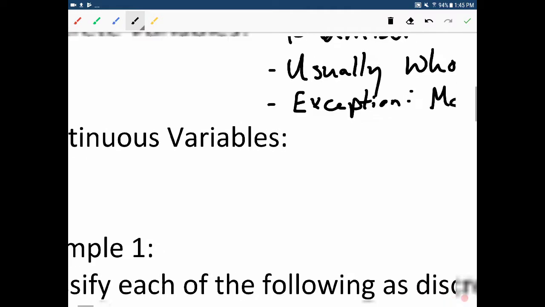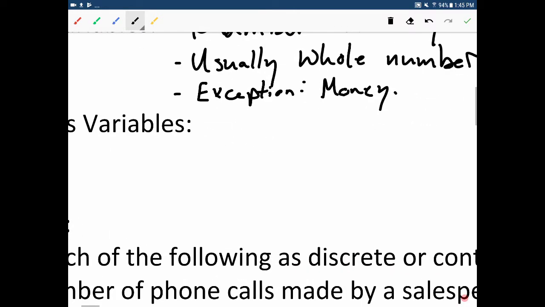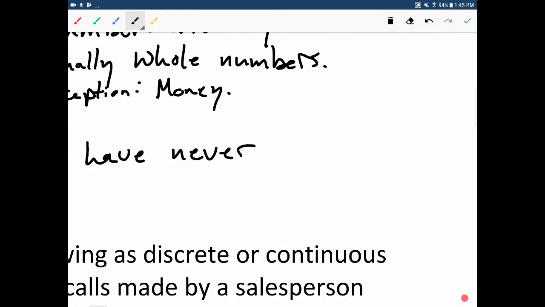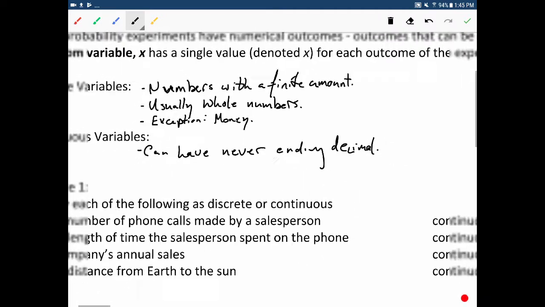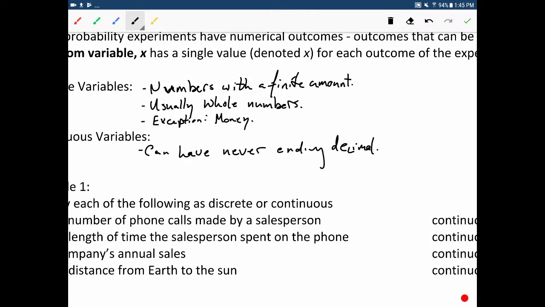Continuous variables are sort of the opposite here. These are the ones where you can have never-ending decimals, okay? So again, going back to the volume knob, if you have a continuous volume knob, it means that it's a smooth volume knob that you can put exactly where you want.